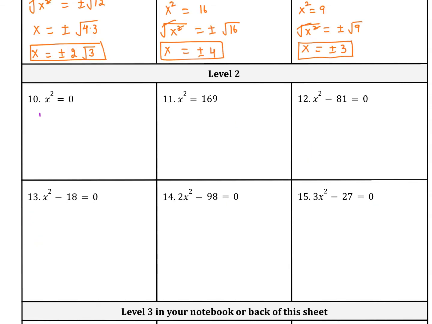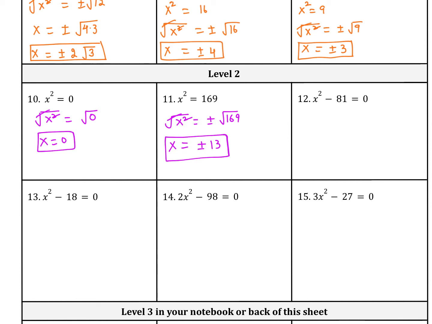For number 10, you're going to take square root on both sides, and this time you don't have to write plus or minus 0 because 0 is just 0. So this is just like one solution. Take square root on both sides. You got plus or minus 169. You got x equals plus or minus 13 because square root of 169 is 13.